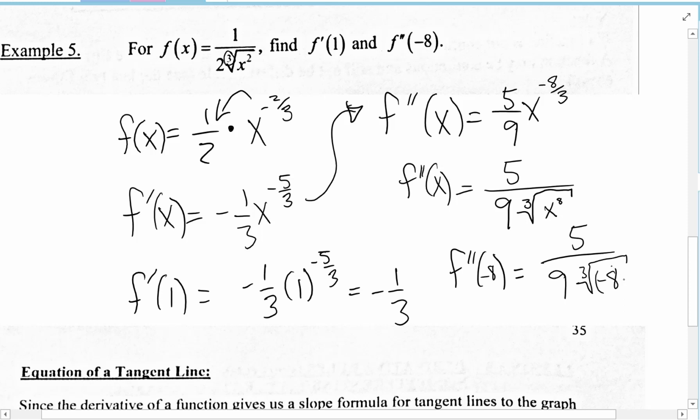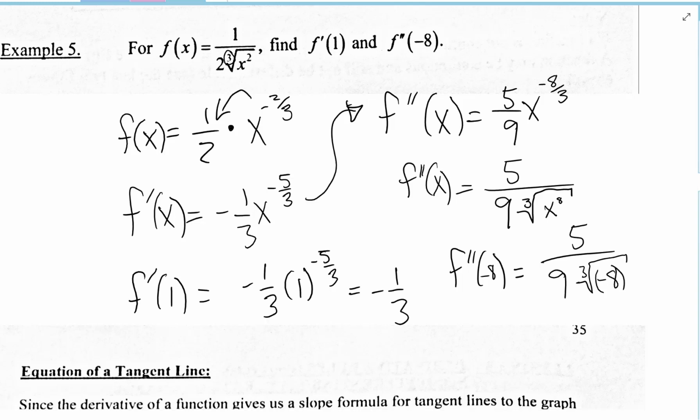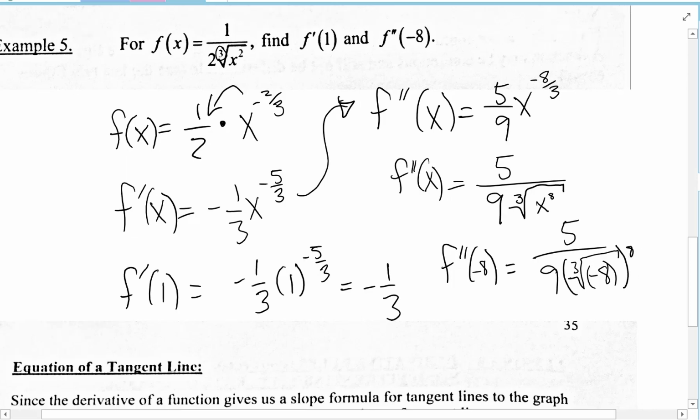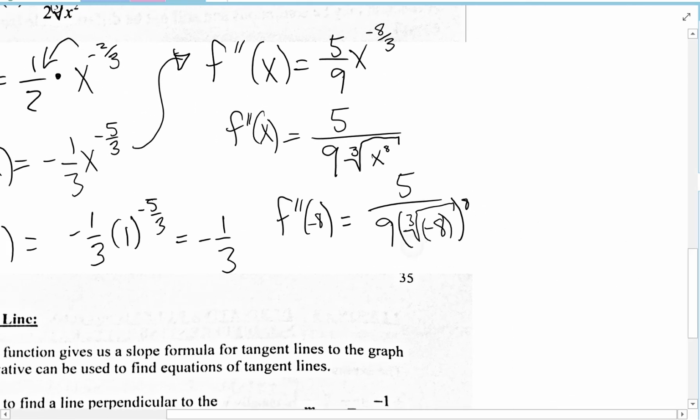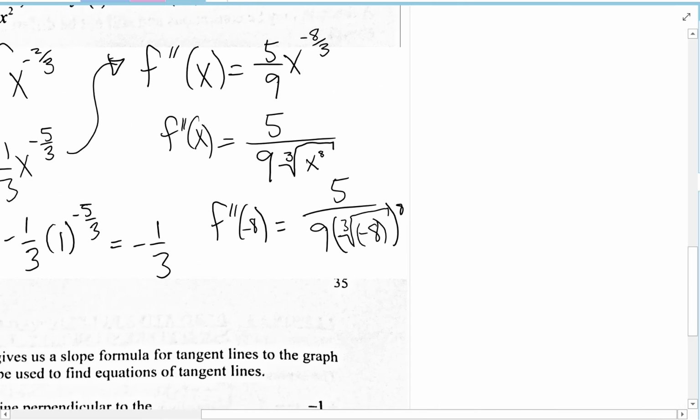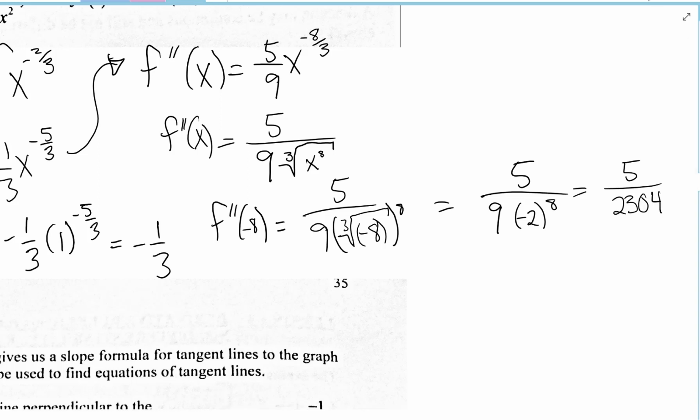Listen, I know the cube root of negative 8, so instead of doing negative 8 to the power of 8, I'm going to take the cube root first and then do it to the power of 8. Exponents and roots go in the same order for PEMDAS. So f prime prime of negative 8 is 5 over 9 times the cube root of negative 8, which is negative 2, to the power of 8, and we get 5 over 2,304.